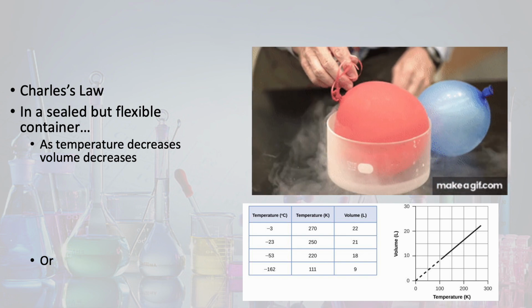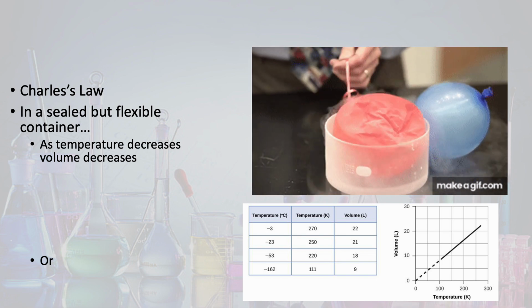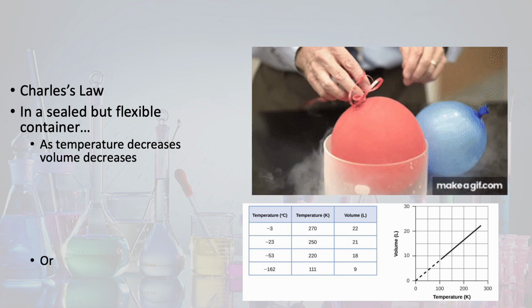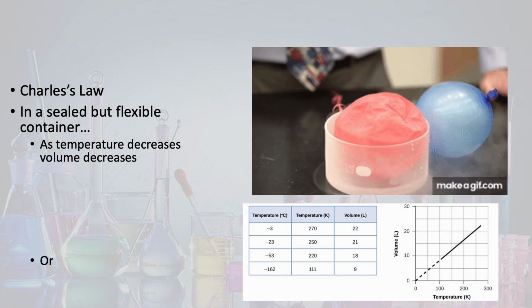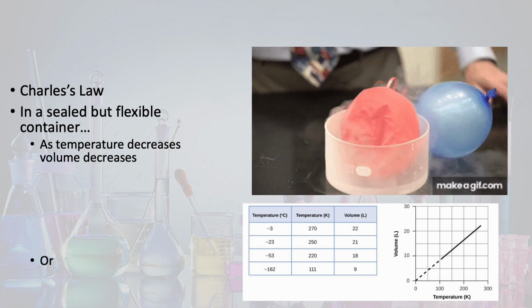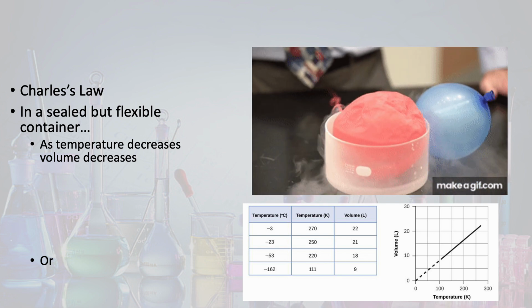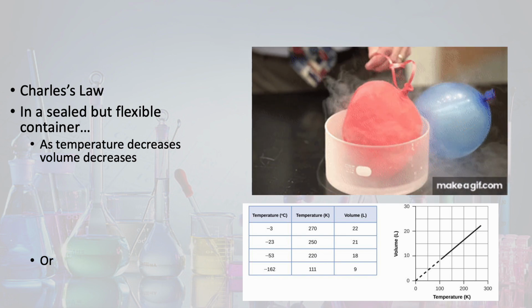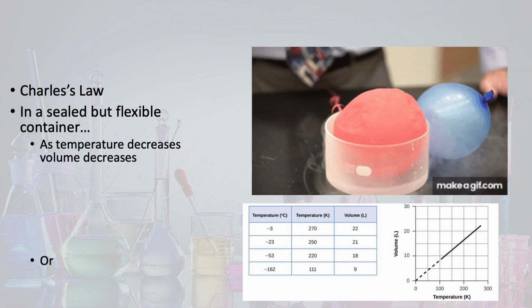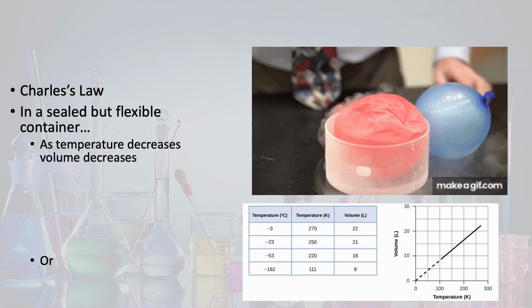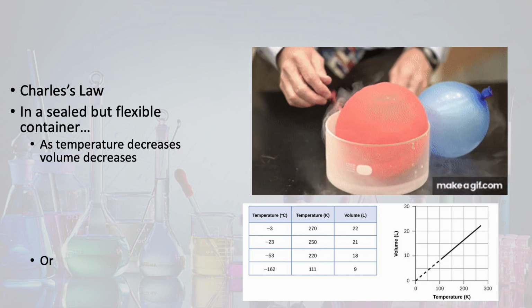So if you take a look at the data over here, you can see the temperature in degrees Celsius versus temperature in Kelvin. As this decreases, the volume of the vessel containing that gas will also decrease if it's flexible and doesn't retain its shape or exert an outward pressure. And if you look at this graph, you can see that as our temperature decreases, our volume also decreases in a direct relationship. And so the opposite is also true. As temperature increases, the volume of a flexible vessel containing a gas will also increase.